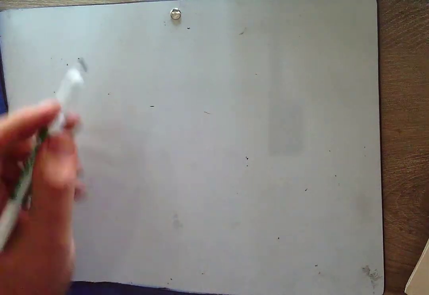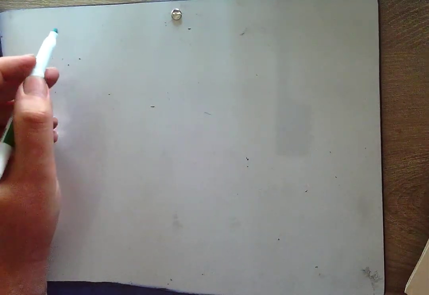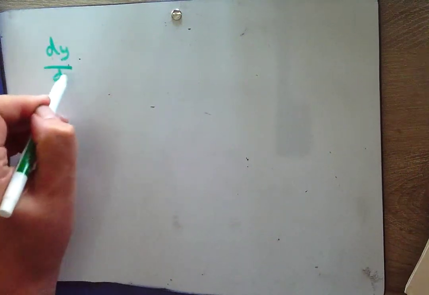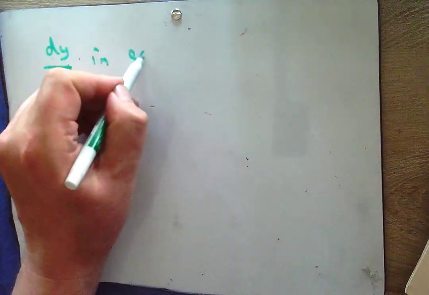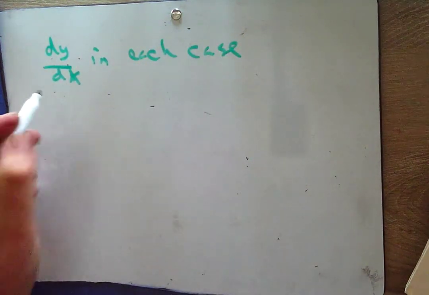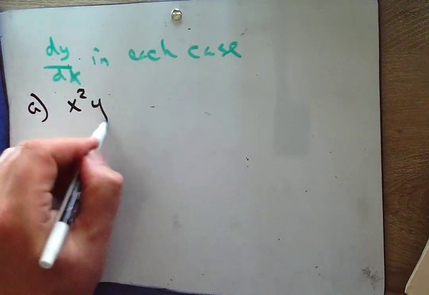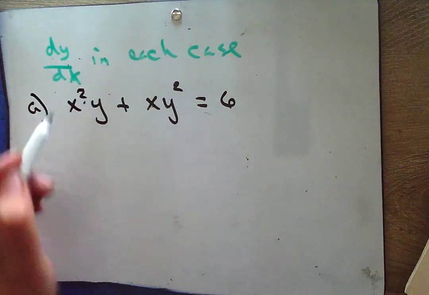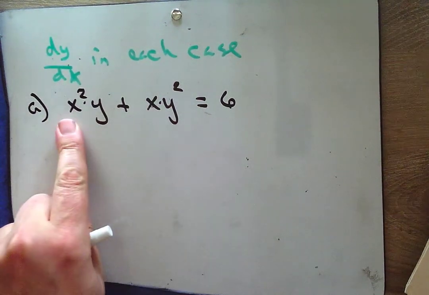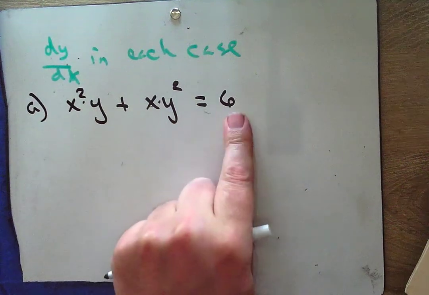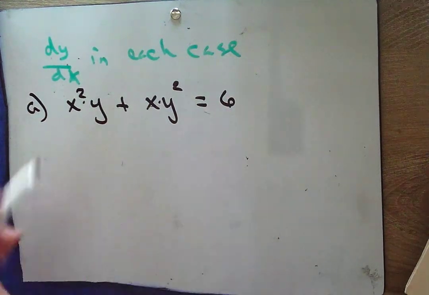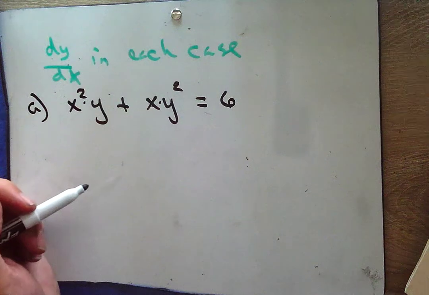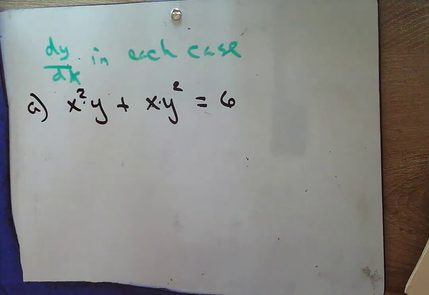Station 5. Ooh, there's some implicit differentiation here. This one comes with 3 derivatives, and the directions say find dy/dx in each case. The first one is x squared y plus x y squared equals 6. Please note that these are products, so you have to use the product rule here and here. The 6 is just a number, and the derivative of a number is 0. So let's get along with our product rule. You might want to pause the video and give it a try yourself.